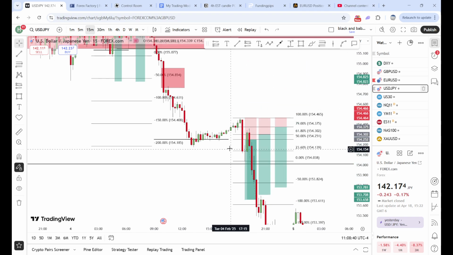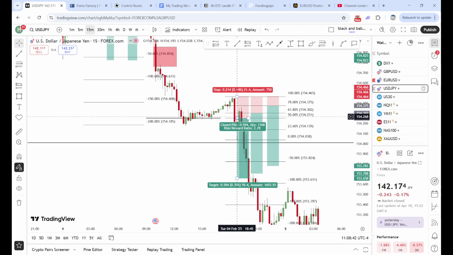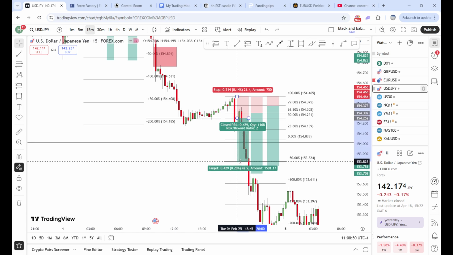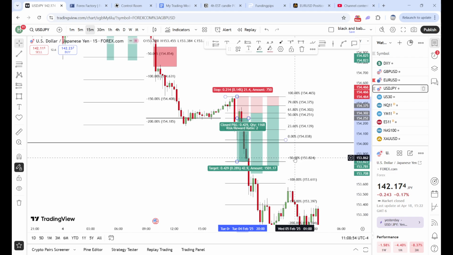And what you do is for the entry that was at the 50% level in premium price, you're going to target a 1 to 2R. And that same price, you'll notice, lines up with the negative 50% on your Fibonacci.